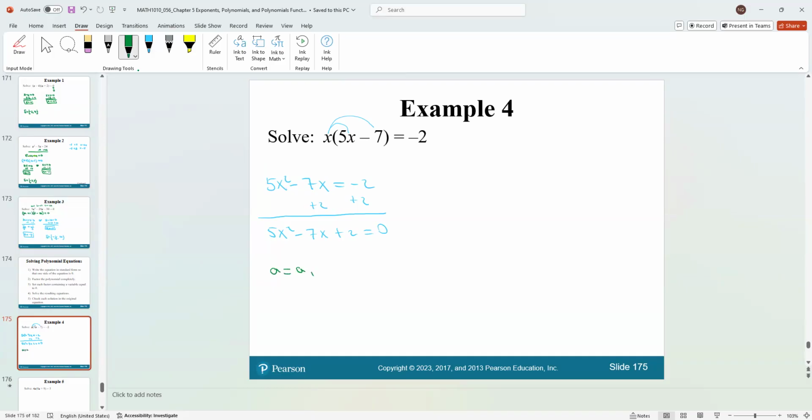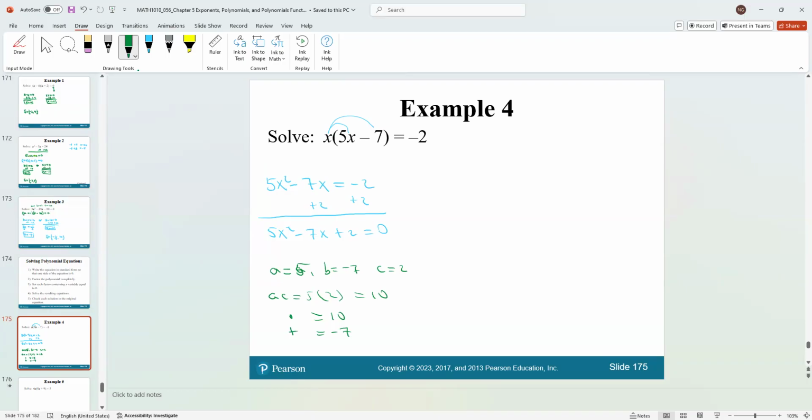If A is 5, B is -7, C is 2. If you do the AC method, you do 5 times 2, which is 10. Now, what are the two numbers that when you multiply give you positive 10, and when you add these two numbers, give you -7? Factors of 10: -1 times -10, -2 times -5, 1 times 10.